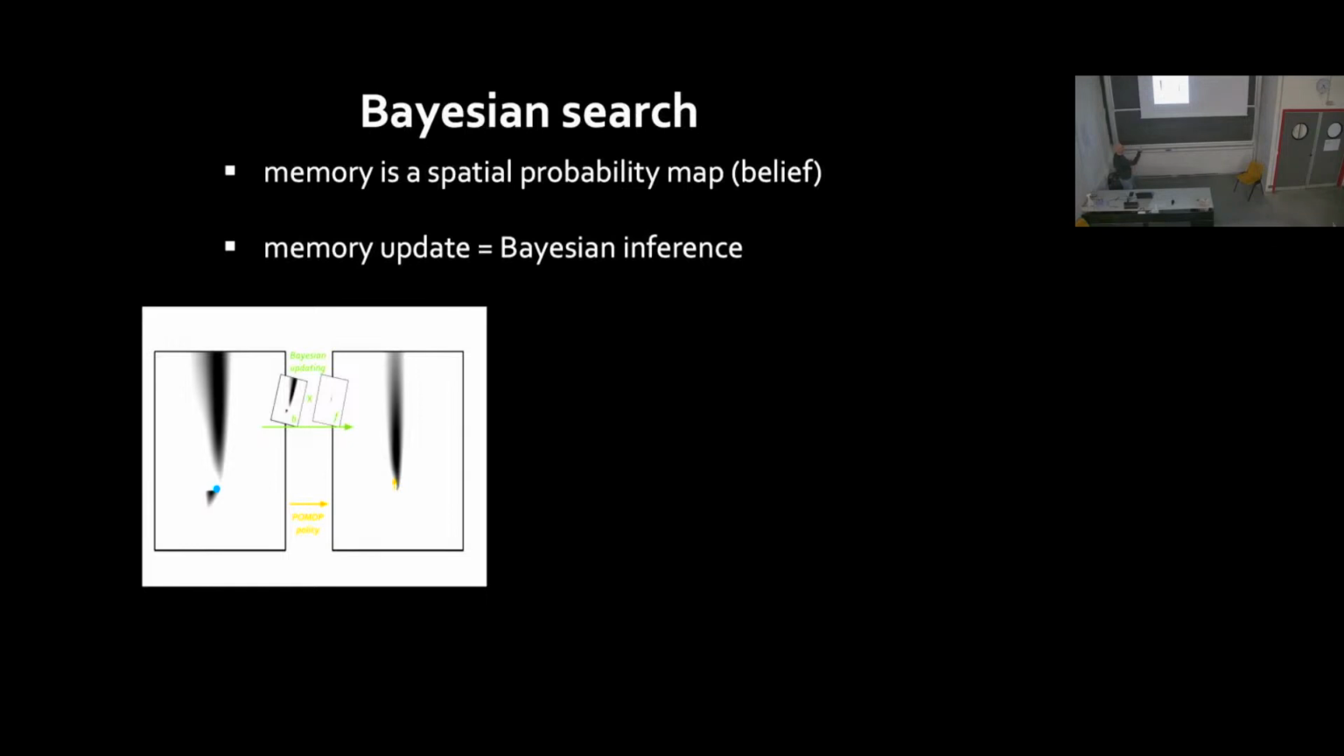No, the searcher knows its own position exactly but doesn't know the position of the source, and this is the probability of the source being around: black high, white low. Okay?